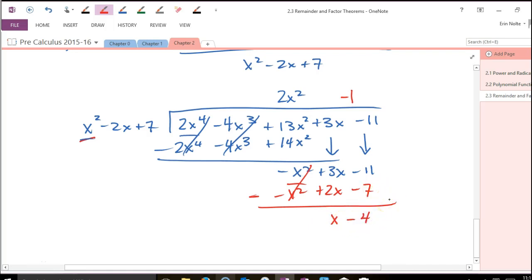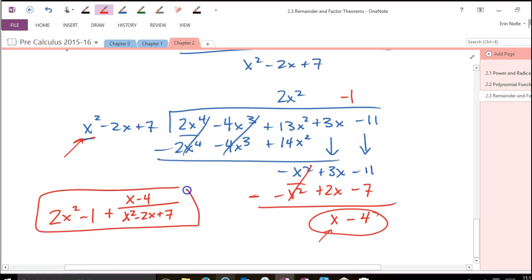-4. Okay, so at this point, I know that I'm finished because the first term on my divisor is bigger than what's underneath. I couldn't multiply x squared by something to get something smaller. So at this point, this is my remainder. To write the remainder, my answer would be 2x squared minus 1 plus x minus 4 over the divisor. All you do is simply add the remainder over the divisor.